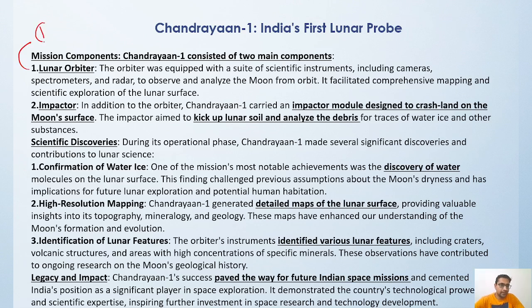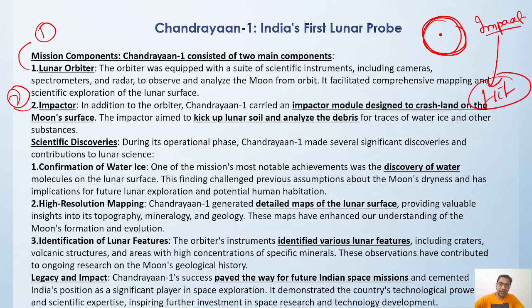One was the orbiter and one was the impactor. Orbiter means it will go to the moon and revolve around the moon. And there will be one impactor. That means we will send it and try to hit the moon surface. It will not be like a landing, we will be hitting that surface.